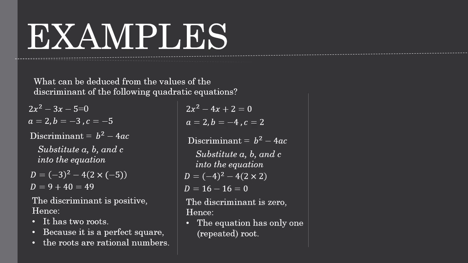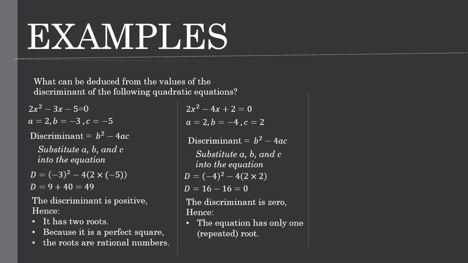Alright, welcome back. Second example, 2x squared minus 4x plus 2 equals 0. The process still remains the same. Bring out your constants, your a, what is beside the x squared, which is 2, your b is what is beside the x, which is minus 4, and your c is 2. So after that, we substitute our a, our b, and c into the equation. The same process. Now observe that our discriminant is 0.